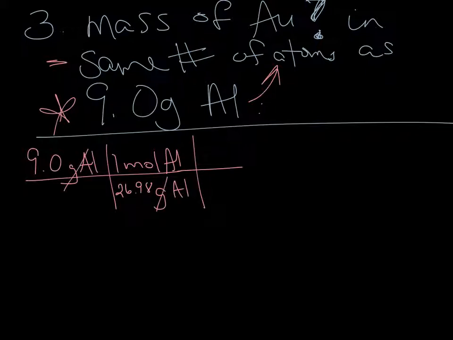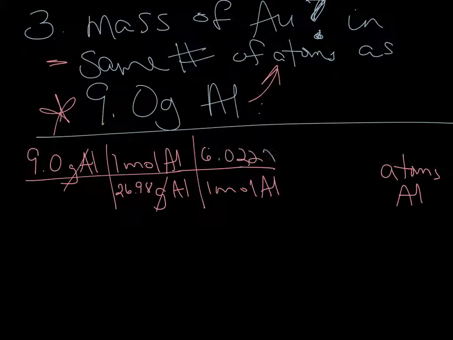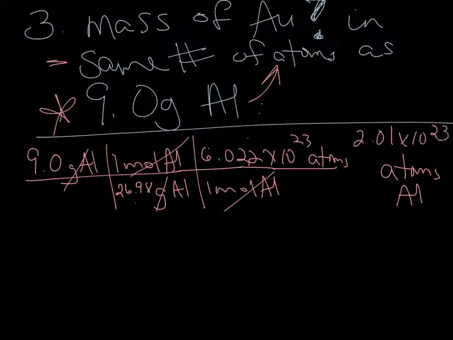And we're trying to get to atoms of aluminum because that's what we're comparing, the number of atoms of gold we're going to end up with to figure out the mass of the gold. So we know that 1 mole of aluminum is equal to 6.022 times 10 to the 23rd atoms. So my moles of atom will cancel out, and I'm going to end up with a certain number of atoms of aluminum. So 9 divided by 26.98 times 6.022 times 10 to the 23rd. And I've already figured this, so I'm going to put 2.01 times 10 to the 23rd atoms of aluminum.